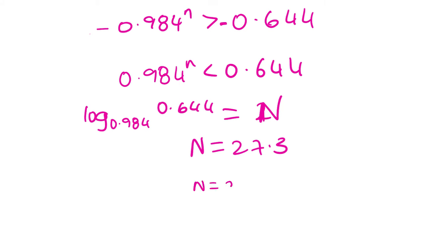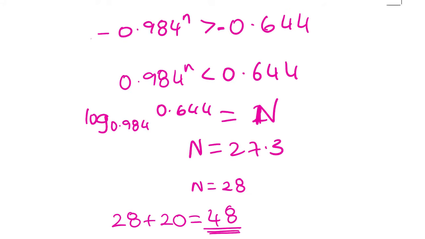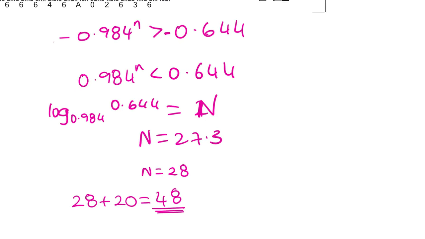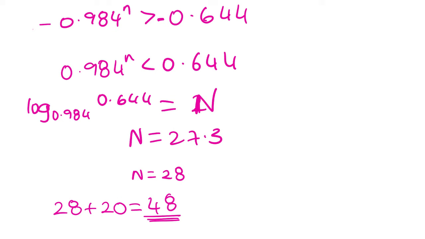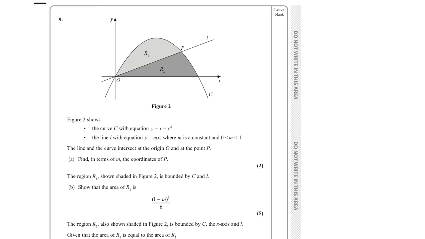So, n equals 28. Now, that doesn't actually mean 28 hits, because how many times did we already hit it? 20. So now, 28 plus 20. What is it? 48. It is 48. Well done. 48 times, okay? Don't be silly and write 50 and write 58. Okay, double check. Well done. Okay, question 9.